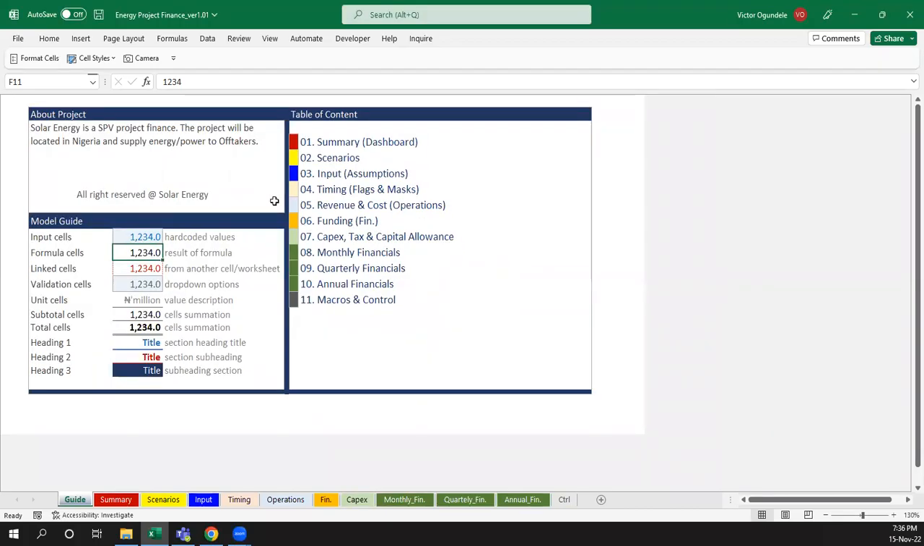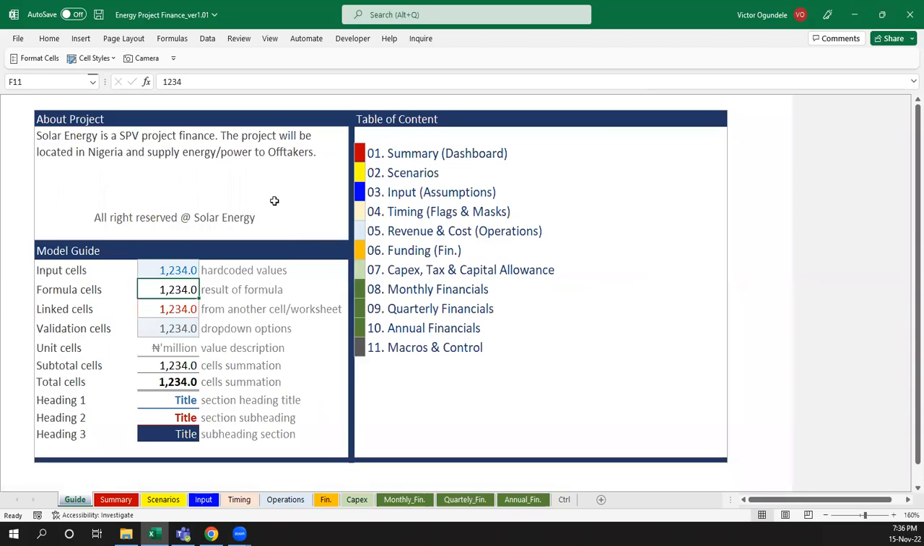A walkthrough of a project finance model that was built with the application of our financial modeling standard, FAST. It is saying that whenever you build your model, it must have a very clean and clear description such that anyone can pick up the model and be able to update it.